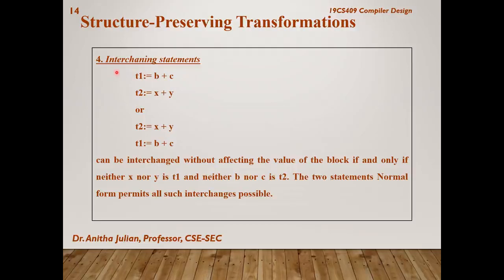The last one is interchanging statements. This we already saw in our issues in code generator. If the statements are independent, there is no issue in interchanging the statements. So here also T1 equal to B plus C, T2 equal to X plus Y. Both are independent, so interchanging them will not have an issue. But if the statements are dependent, we cannot do that.